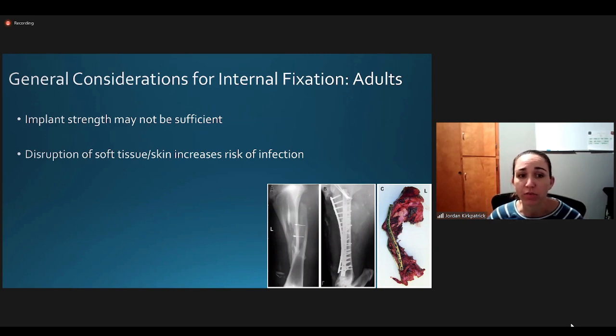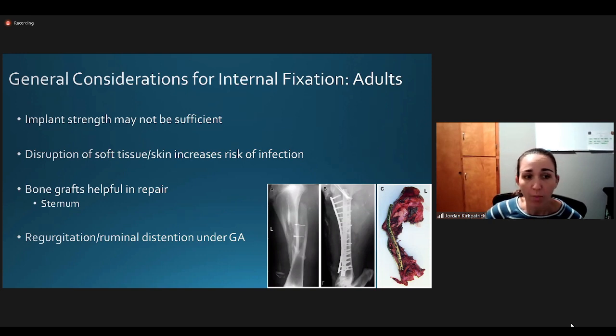If there's any disruption of this soft tissue or skin, there's increased risk for infection, and the infection can get to the plate and the bone and the screws, which could infect the bone and loosen everything up. So there's a decreased chance of success with open fractures and things with a lot of soft tissue damage. Bone grafts can be helpful for repair sometimes. And then just in general, because we're dealing with ruminant species, there's a risk of regurgitation or ruminal distension or bloat because they're under anesthesia. So those are things to consider, especially in the post-operative period.